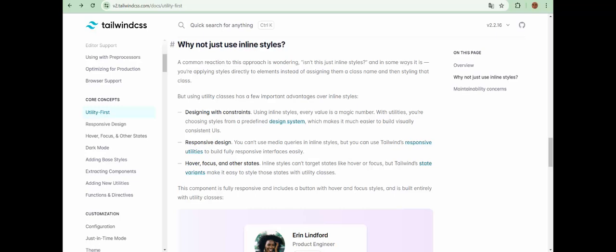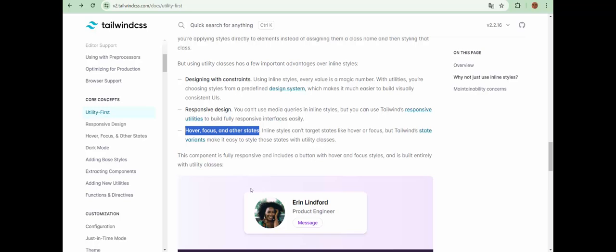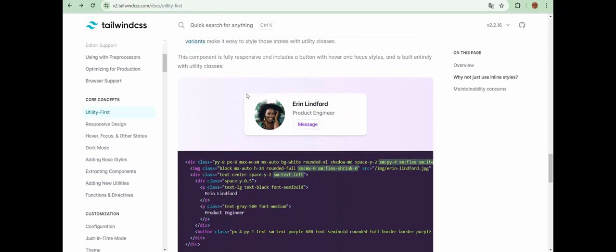Here it is. Why not use inline style? Responsive design is not possible. Hover, focus, and other states are not possible. Here it is possible. Here is an example. Look at this hover on the message.